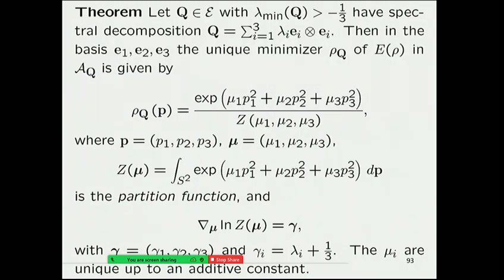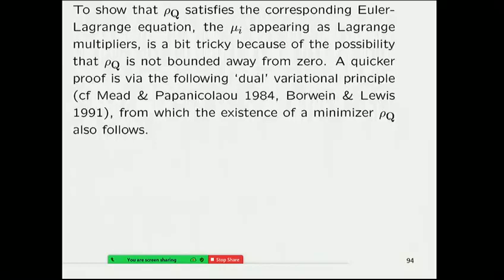And you end up by showing that rho sub q is bounded away from zero. That's the issue. However, that's what you could do. However, there's a quicker proof using a dual variational principle. And from that, the existence of a minimizer also follows.